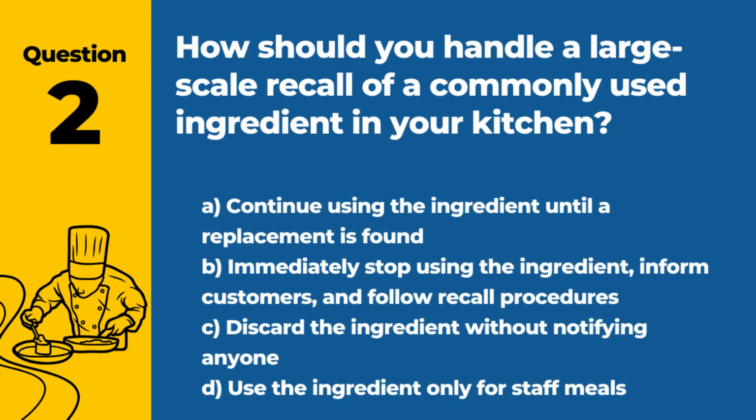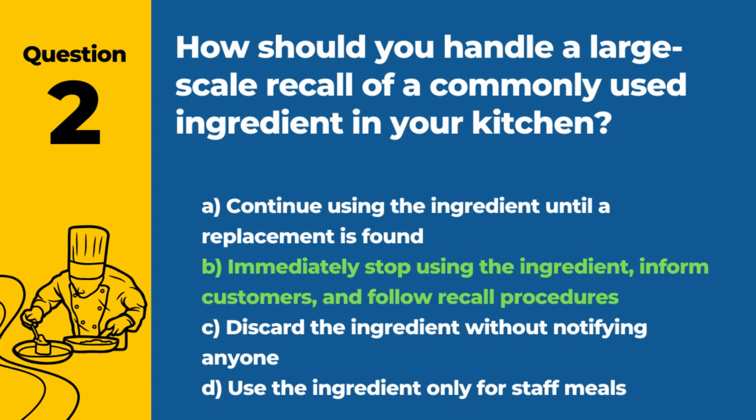Question 2. How should you handle a large-scale recall of a commonly used ingredient in your kitchen? A. Continue using the ingredient until a replacement is found. B. Immediately stop using the ingredient, inform customers, and follow recall procedures. C. Discard the ingredient without notifying anyone. D. Use the ingredient only for staff meals.